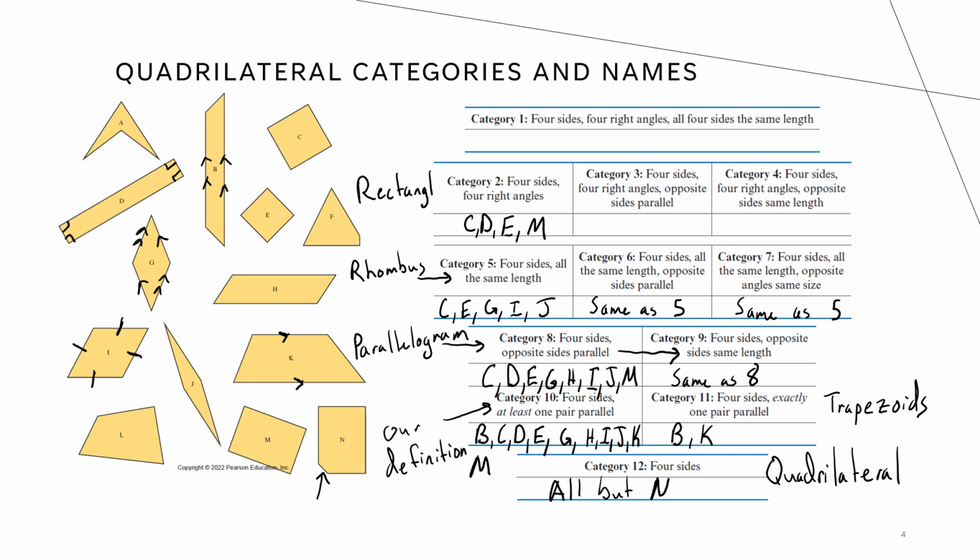And as you might guess, we call that a rectangle. And category 3 and 4, you may have noticed, are the same as 2. Once again, we want our definition to be as short as possible. And so we use category 2 as our definition of a rectangle, and the other categories are just interesting consequences of that. And as you might expect, category 1 is shapes C and E, and that is our definition of a square.